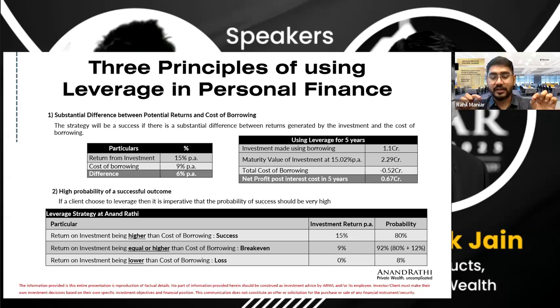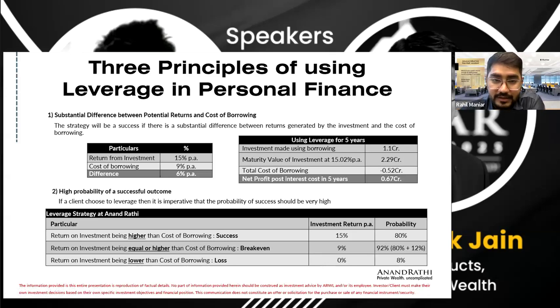So if I have to redefine the strategy, it is nothing but leveraging and investing into a structured product, right? And these are the scenarios of the same strategy. Return on investment being higher than the cost of borrowing, which is a success ratio, is 80%. Return on investment being equal or higher, because there's a cost involved, there has to be a break-even level also. When do you break even, or how many times do you break even? 92% is the probability that you break even. And return on investment being lower than the cost of borrowing, a scenario where you incur a loss, is about 8%. So this is my second key principle of leveraging.